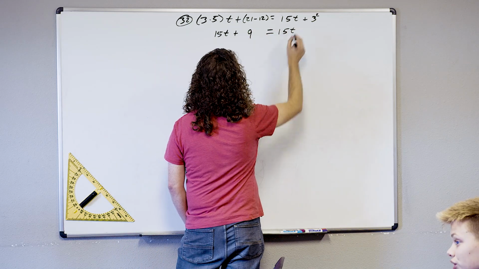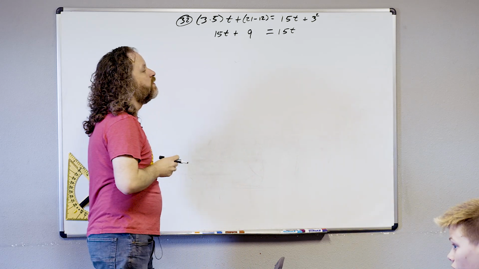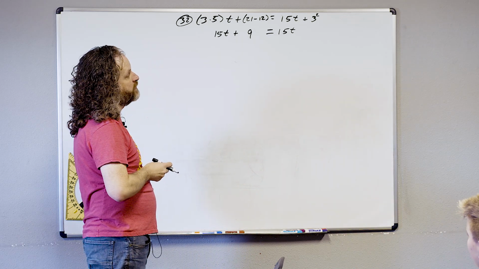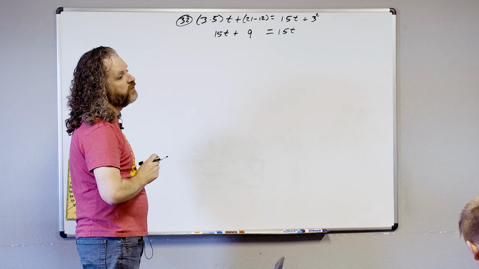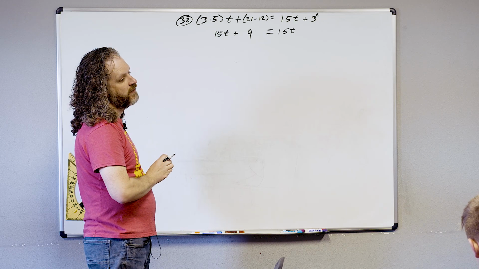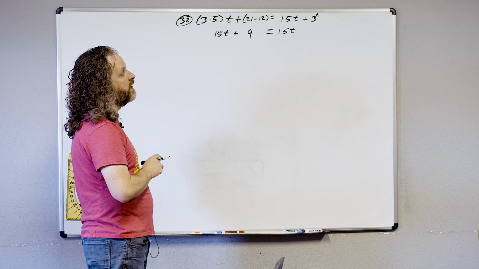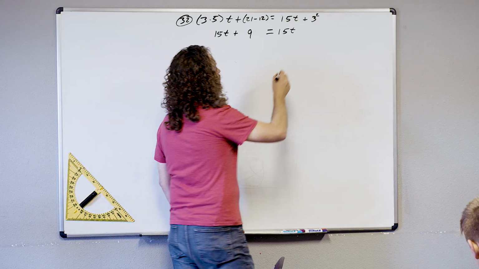15 plus 32. No, you would not do 15 plus 32. That number is not 32. What is that number? 3 squared. 3 squared, which is what? 9.